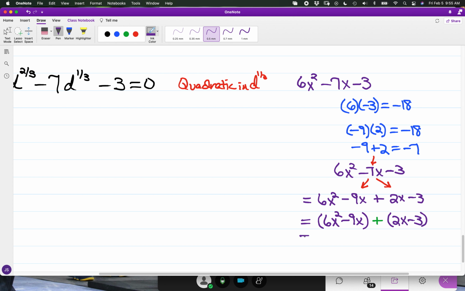In drawing out the greatest common factors, for 6x squared and negative 9x, we have an x shared, and also the highest number they share, 6 and negative 9, is 3. So the greatest common factor here will be 3x. 3x into 6x squared is 2x. 3x into negative 9x, we have minus 3. For the second group, the GCF is only 1, and 1 into 2x minus 3 is again 2x minus 3.